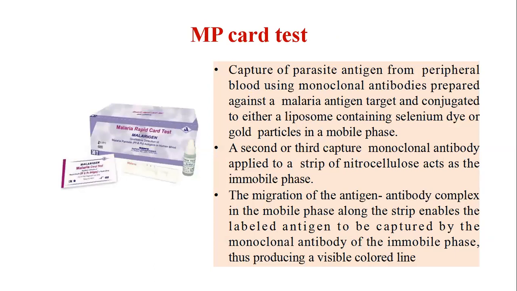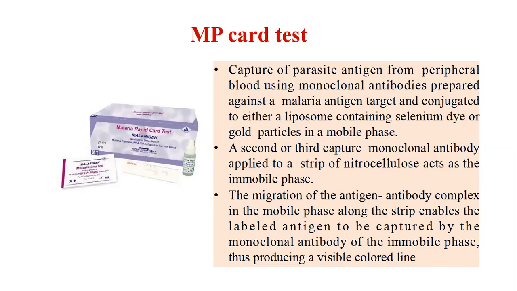In case of malarial parasite card test, we can also use it, a similar type of test, a card-based test. So capture the parasite antigen from peripheral blood using monoclonal antibodies prepared against a malaria antigen target, and conjugated to either a liposome containing selenium dye or gold particle in a mobile phase. And a second or third capture monoclonal antibody applied to a strip of nitrocellulose. Here the strip contains nitrocellulose, which acts as an immobile phase. So the immobile or stationary phase is nitrocellulose. The mobile phase is used here, containing a liposome containing selenium dye or gold particle.